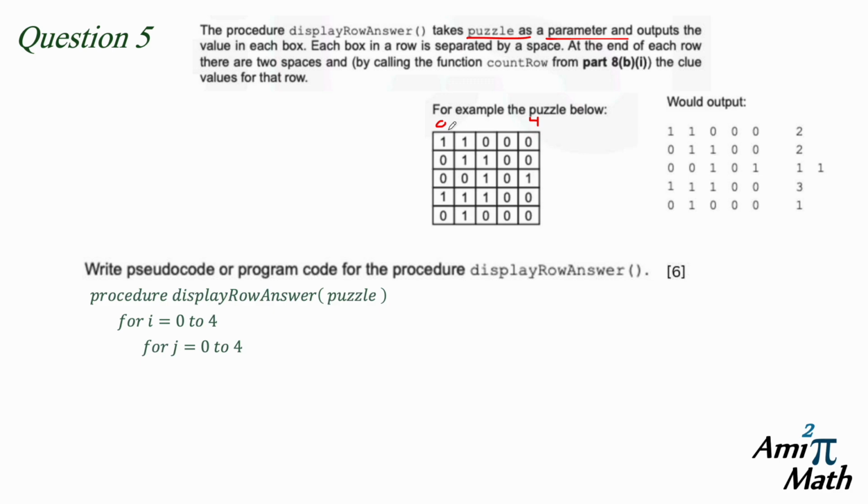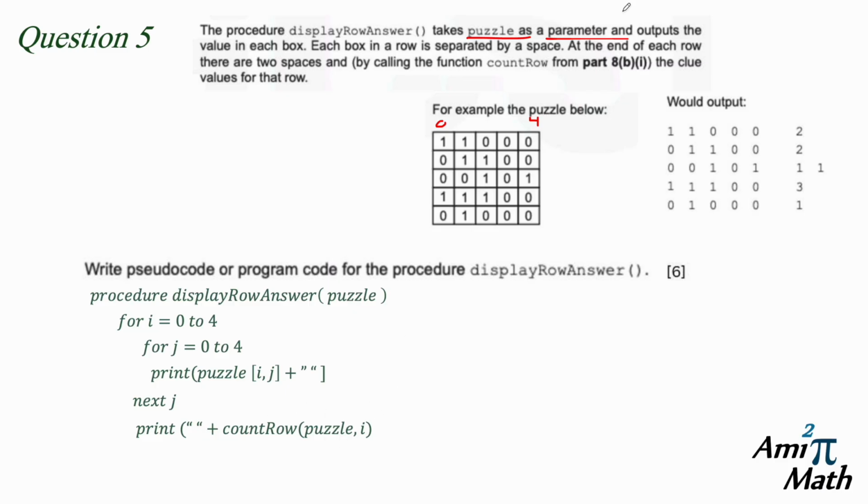And then you'll do another loop for j equals 0 to 4. So this will be your rows, and that'll be the same sort of thing, 0, 1, 2, 3, 4. And then you do print puzzle, and then ij, so your values here, plus a space, as it says here. Each box in the row is separated by space. And then we'll do next j, this is for your for loop, and then you're going to do print space plus count row puzzle I.